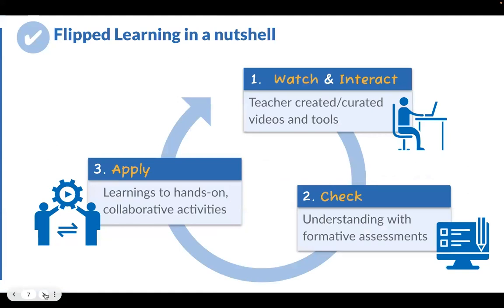So flipped learning in a nutshell is this. The first step is to have your students watch and interact with teacher created or curated videos and tools. You want them engaging with the learning. As they acquire that information, the second step is to check their understanding with formative assessments. And then the third step is to apply their learnings to hands-on collaborative activities, which will then lead them into a summative evaluation, a summative assignment, or you can continue the learning cycle in this process of watch and interact, check, and apply.